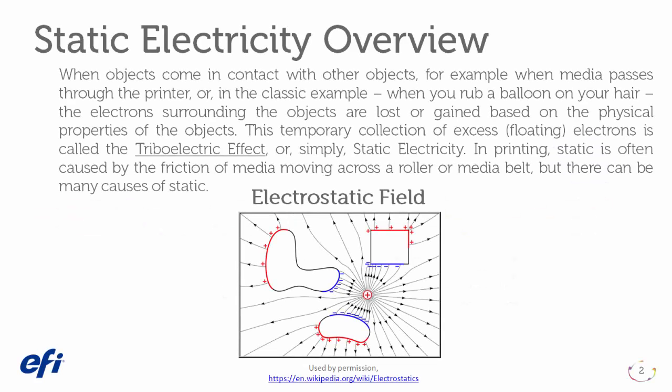Static electricity overview. When objects come in contact with other objects, for example when media passes through the printer, or in the classic example, when you rub a balloon on your hair, the electrons surrounding the objects are lost or gained based on the physical properties of the objects. This temporary collection of excess or floating electrons is called the triboelectric effect, or simply static electricity.